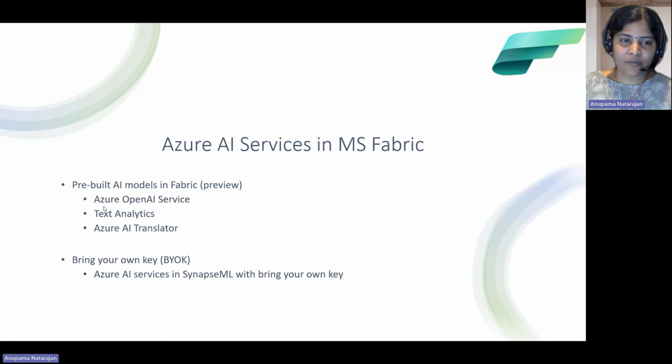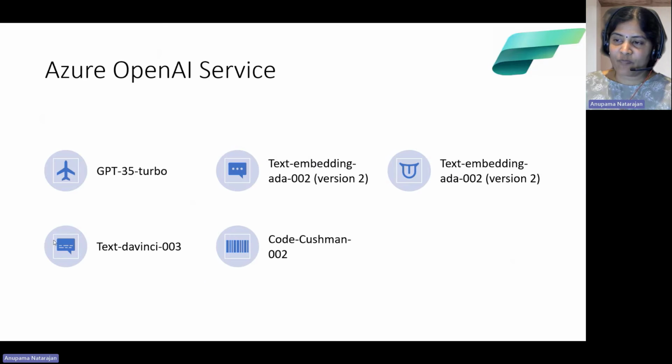These three services are available out of the box, and you have support for both a REST API as well as SynapseML. If you want to use the other cognitive services API or the Azure AI services, you can still do that. But if you want them available as pre-built AI models in Fabric, you need to wait and watch, because more and more services will be added in that space.